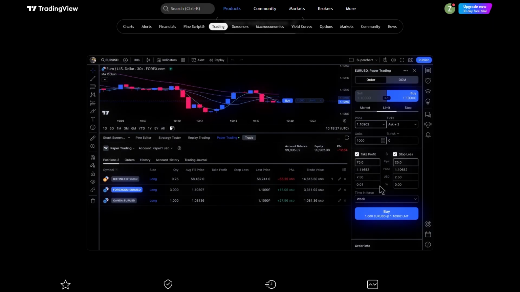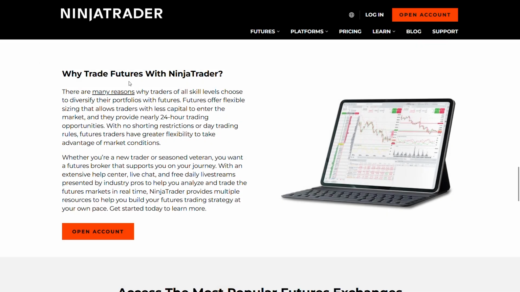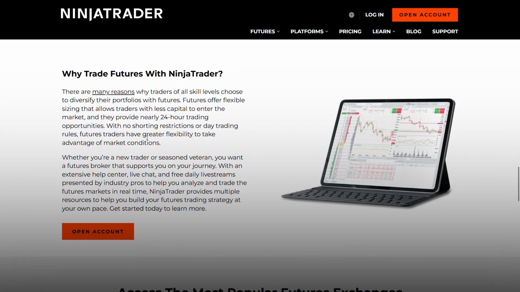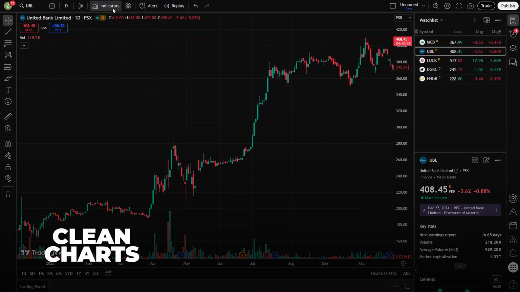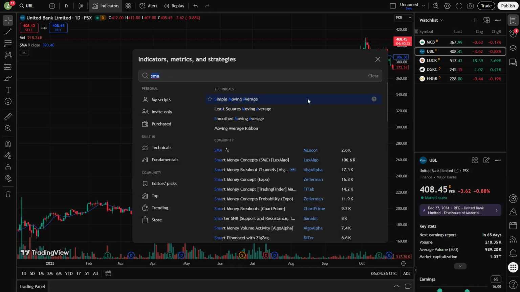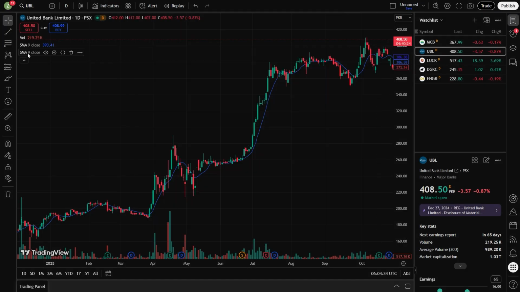And hey, I took some time to look at both platforms, and after thoroughly testing both of them, it really just comes down to this. If your trading depends on execution speed, automation, and precision, I think NinjaTrader is the stronger fit. But if you value clean charts, flexibility, and ease of use across devices, TradingView may actually be the better choice. The right platform isn't really about which one is better objectively, it's about which one fits how you trade.